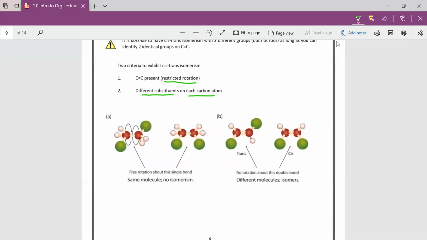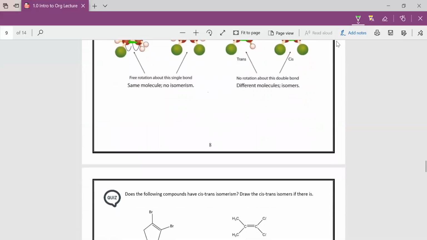If it is a single bond, you can freely rotate it, so it is actually the same molecule. But when you have a CC double bond, the carbons are locked in position due to the pi bond, so you give rise to a stereoisomer, or a cis trans isomer.